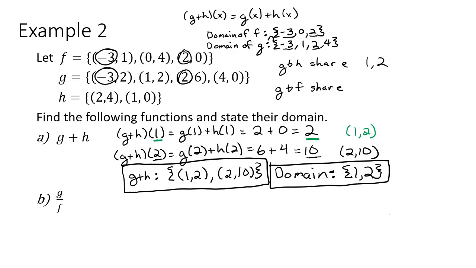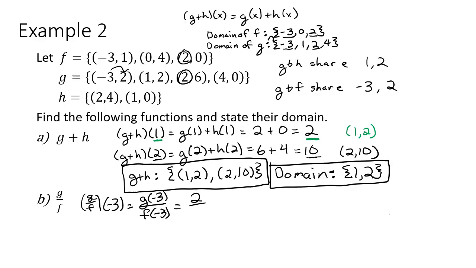All right, so we've got all of our possible inputs. There's only two again, -3 and 2. So now we just need to find what the associated outputs are. So let's start with G over F of -3. By definition, that would be G of -3 divided by F of -3. G of -3 is 2. F of -3 is 1. And 2 divided by 1 is, of course, 2.